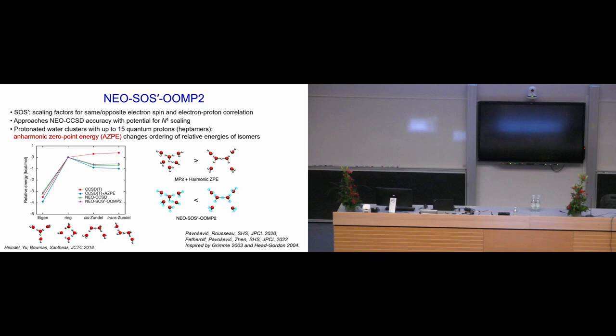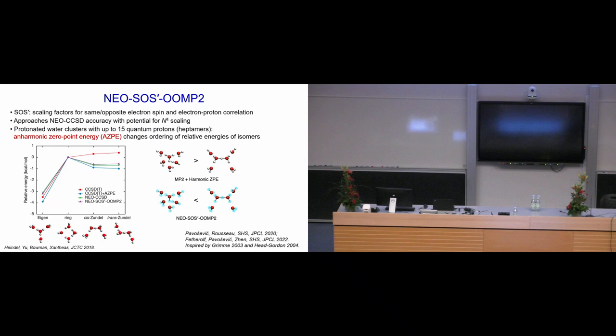Now, to get this blue curve, we had to add this anharmonic zero-point energy: we had to diagonalize a Hessian, very expensive, and add some sort of second-order vibrational perturbation theory. So it's hugely expensive. For NEO, all we need to do is a single-point energy calculation. We don't need a Hessian because it automatically includes the anharmonic zero-point energy. So you can see we just did single-point NEO-CCSD calculations or SOS-prime OOMP2, and we get these two lines here. And we are reproducing then the correct ordering that includes the anharmonic zero-point energy.